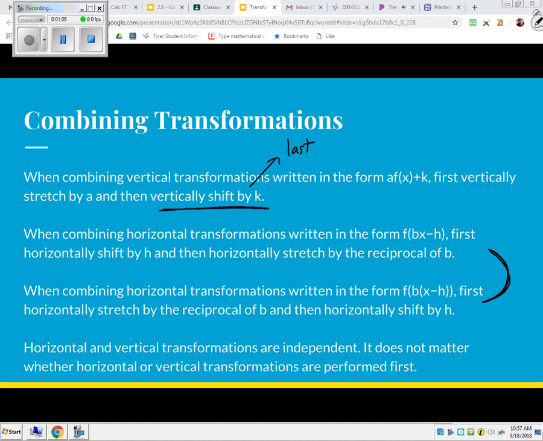Okay. But the very last point down here says horizontal and vertical transformations are independent. It does not matter whether horizontal and vertical transformations are performed first. With that being said, this is a totally true statement, but you will see me do all my horizontal stuff first. It just makes more sense in my head to do it first, and we're just going to try to work them all the same way. And then we'll do all of our vertical stuff second. So everything that's inside the function will be first. Outside the function, we'll do it second.